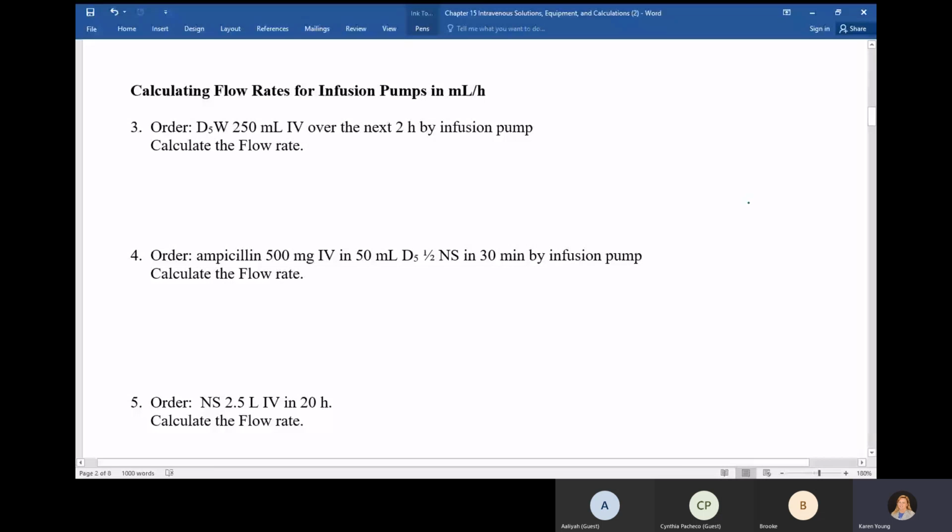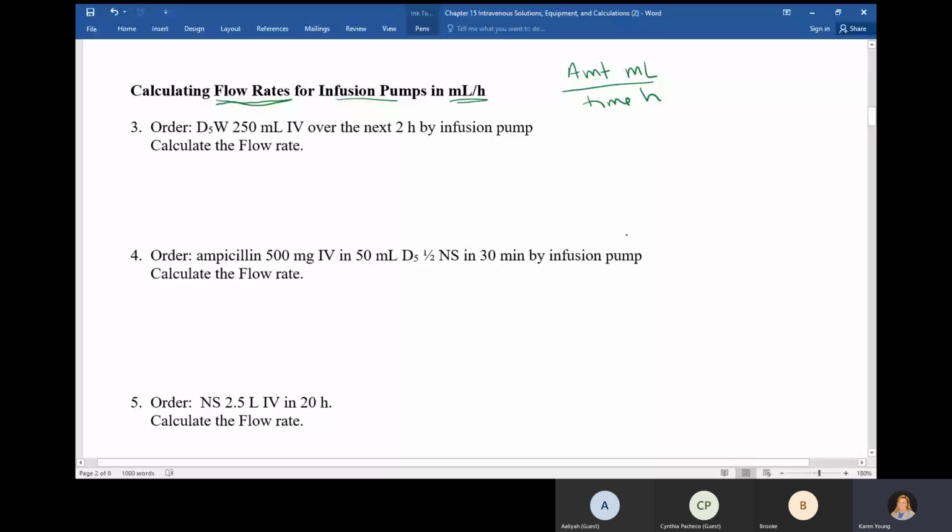It's calculating flow rates, and for this we're talking about an infusion pump, in milliliters per hour. To calculate it, you want your amount of IV fluid, so your amount in milliliters, over your time in hours, okay? And it has to be milliliters per hour, milliliters per 1 hour.